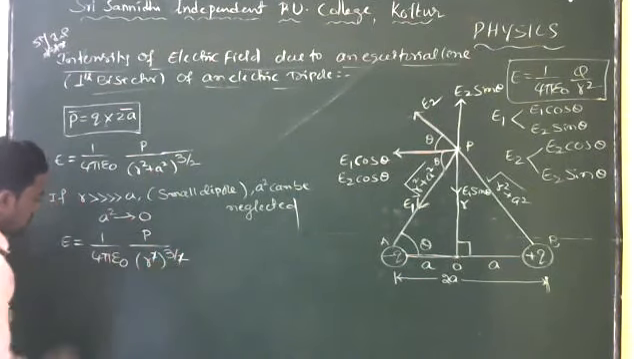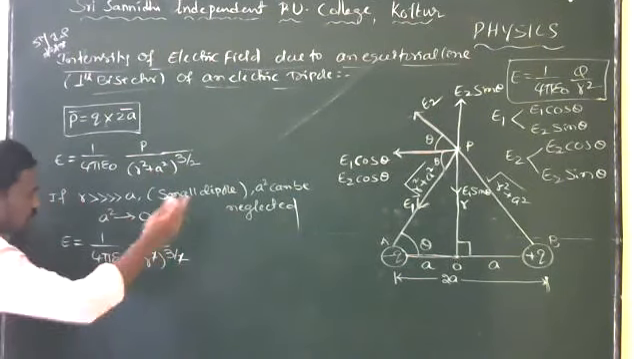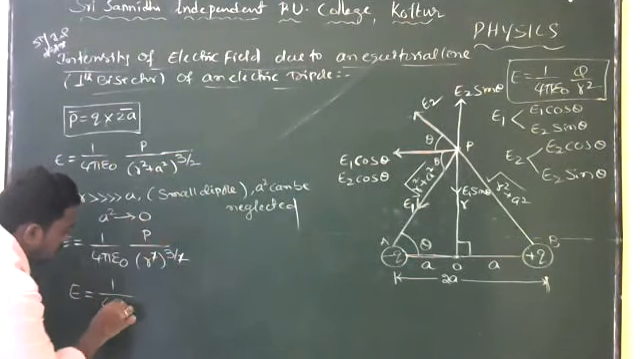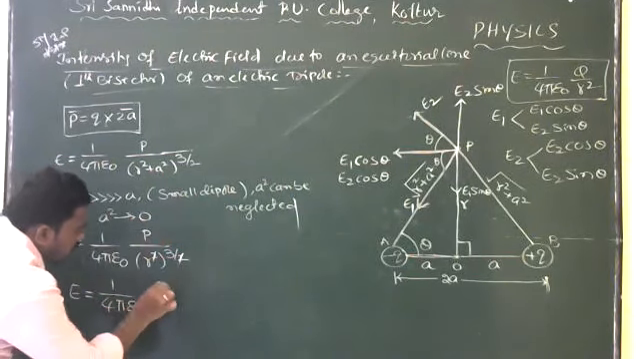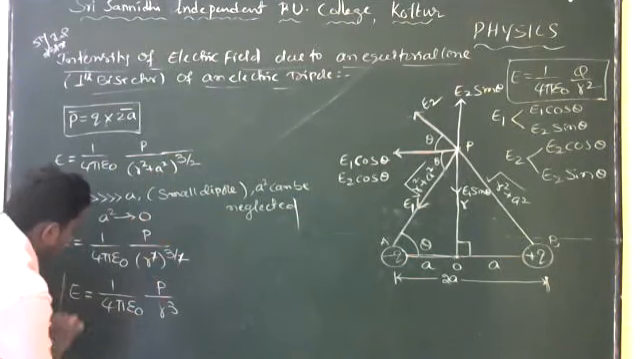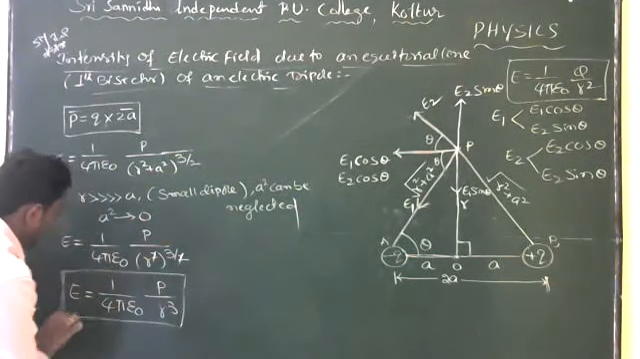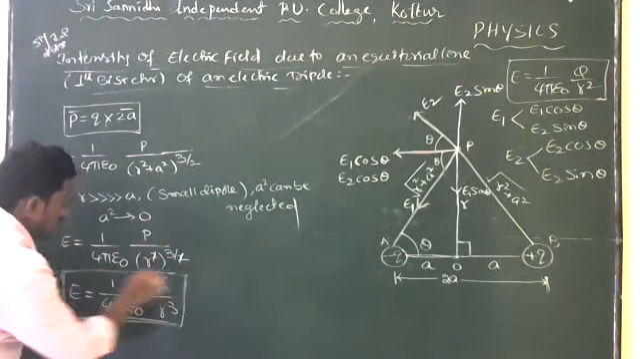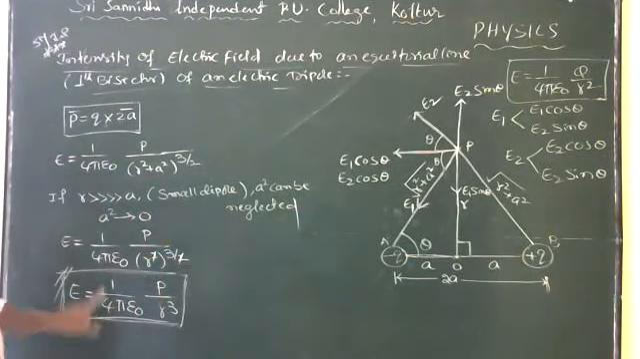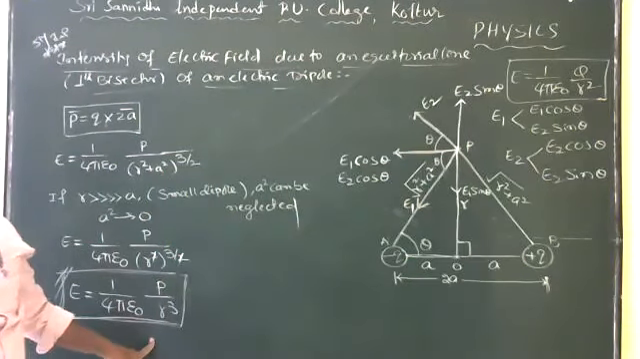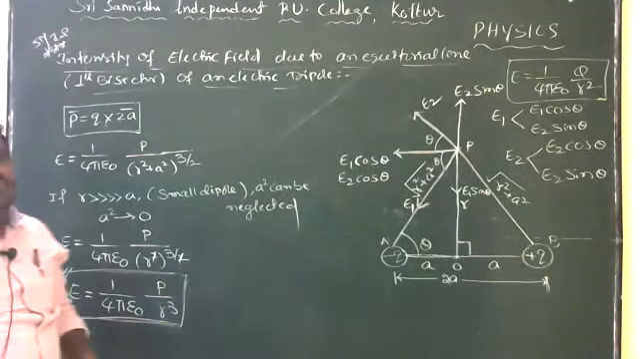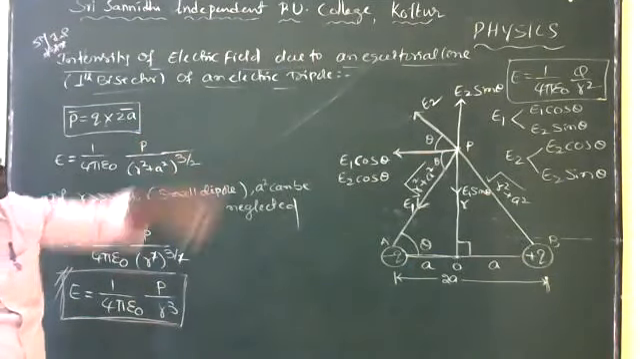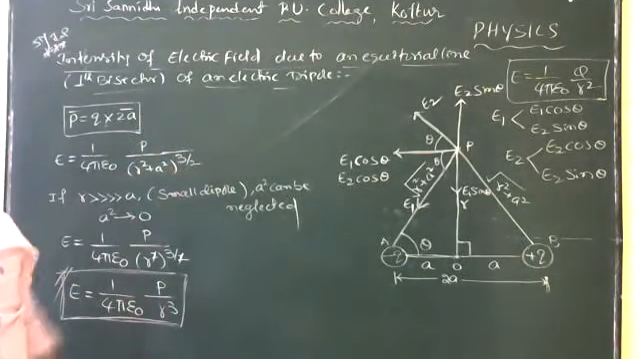So here the 2 cancels. The resultant electric field at point P on the equatorial line is 1 by 4 pi epsilon naught P divided by R cube. This is very important. So E is equal to 1 by 4 pi epsilon naught P divided by R cube. This is the formula for the intensity of the electric field due to an electric dipole on the equatorial line.